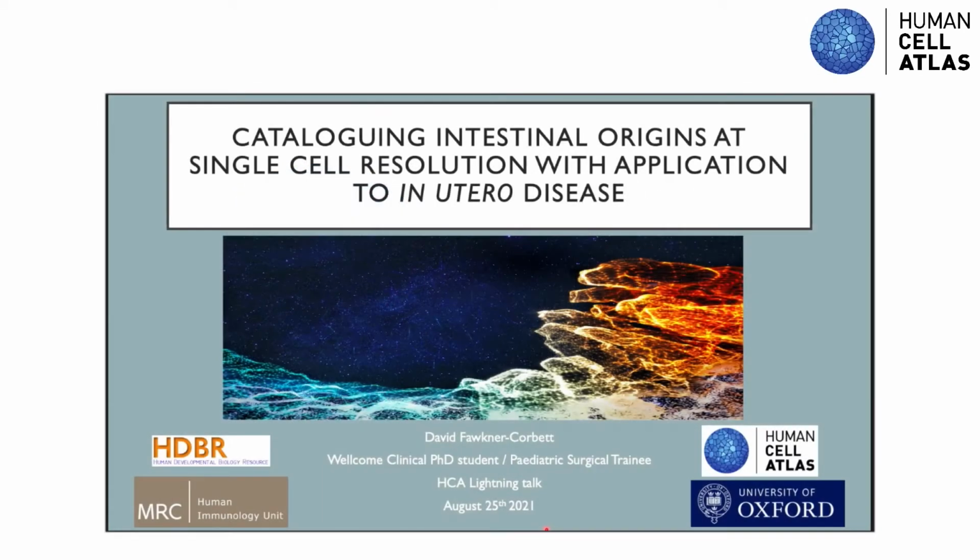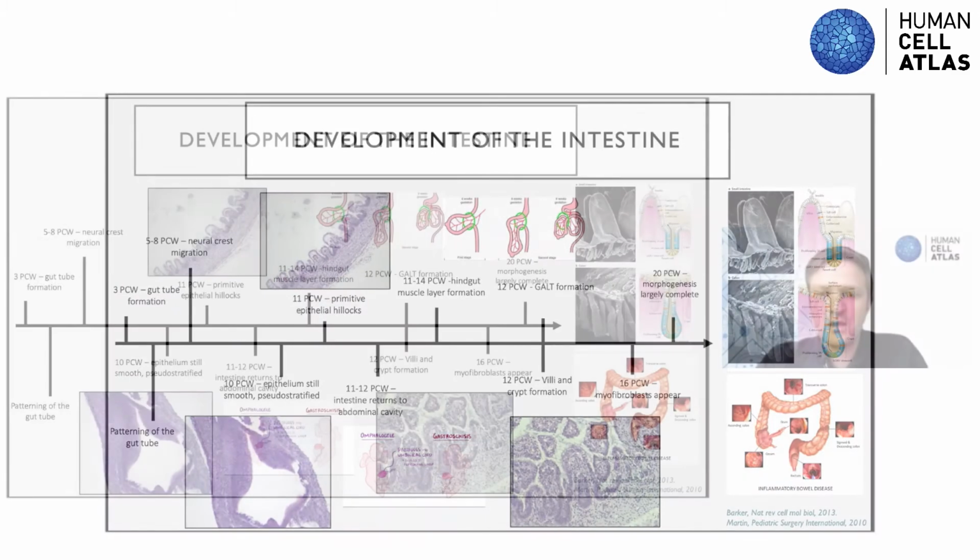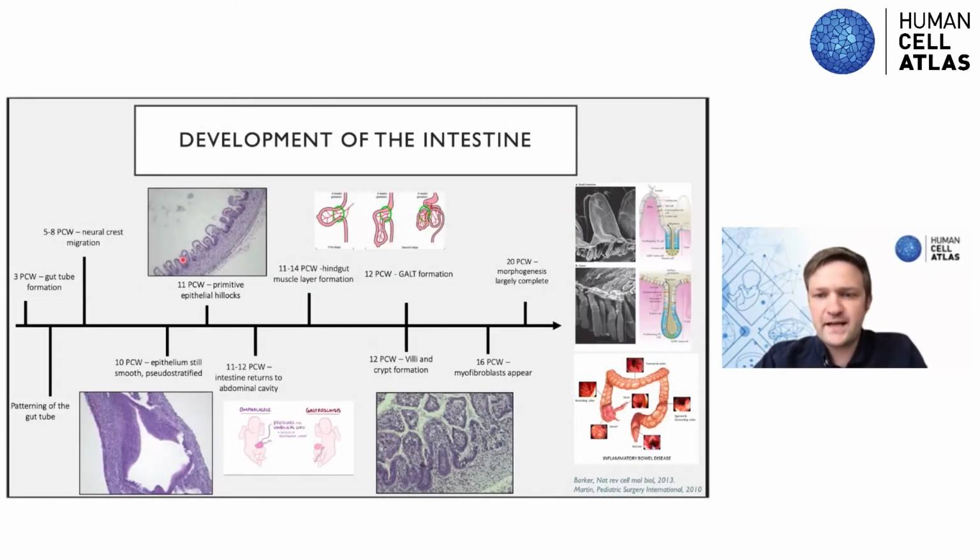Thank you for the opportunity to present our work today. I'm David, a clinical PhD student in the Simons Lab at the University of Oxford, sharing some of our work mapping human intestinal formation. The mature intestine is a highly complex organ with a huge diversity of cell types needed to form its various functions. At no time are the coordinated interactions of these cells more important than in development.